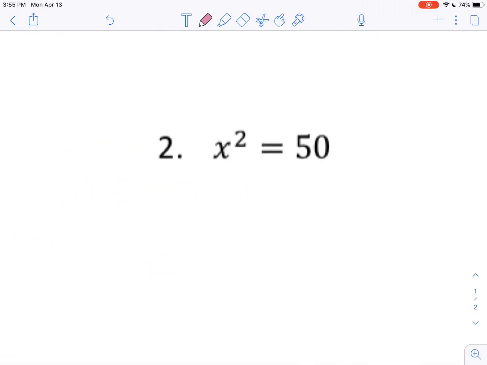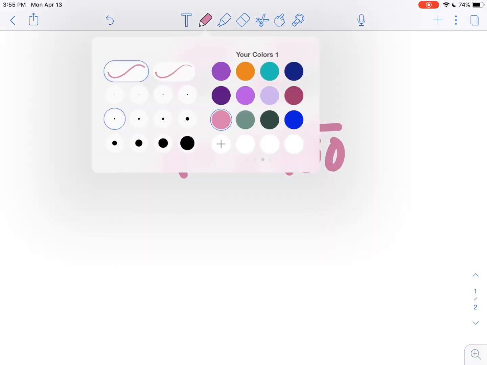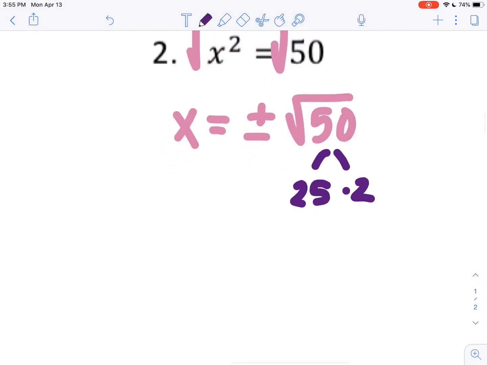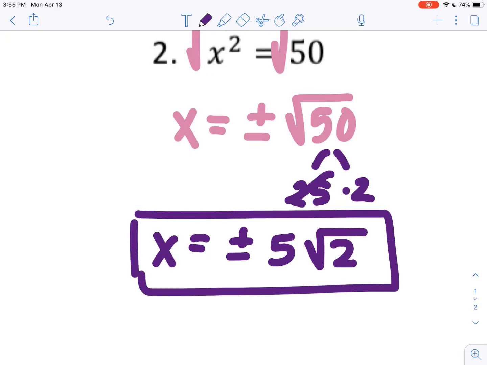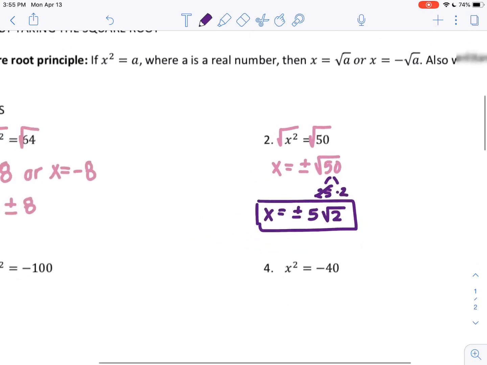Number 2. My x squared is isolated, so I'm going to take the square root of both sides. So I have x equals plus minus the square root of 50. However, I can't leave my answer like this. I have to simplify. So I'm going to break this up into a perfect square and non-perfect square. I'm going to take the square root of 25, which is 5, and then I have root 2 left. So x equals positive 5 root 2 and negative 5 root 2. You can write those as 2 separate answers, or you can write it with a plus minus. I do not care.